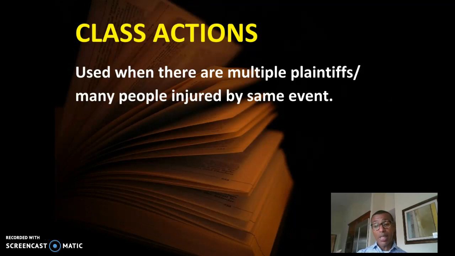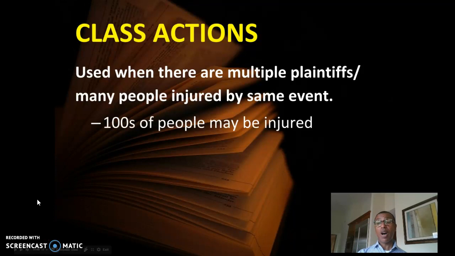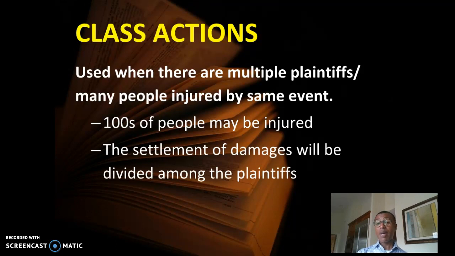Well, people come together and they put together a class action suit. So there are multiple plaintiffs that are suing because of one major event. Many times it's hundreds of people that may be injured. And when there's a class action suit, you get something in the mail to let you know that sometimes you don't even know that you are a part of a class action suit, but you have also been named in a suit because of a particular event. The settlement of damages is always divided among the plaintiffs.